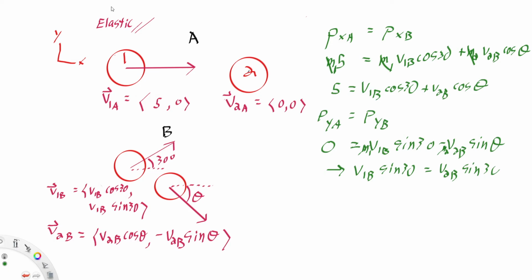So again, 3 unknowns. We've written down 2 equations that both have 3 unknowns in them. v1b, v2b, and theta are all unknown. So if we want to solve for 3 unknowns, how many equations do we have to write down? Yeah, we got to have a third equation. Fortunately, we have that, because billiard balls make elastic collisions. So because they make an elastic collision, we also have the energy at A equals the energy at B.